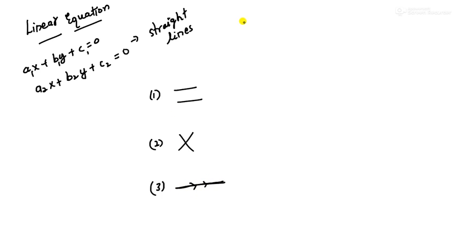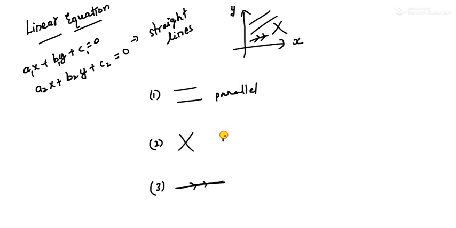Okay, when we write them in a graph, this is x-axis, this is y, either like this you'll get, or like this, or like this. So this is parallel, this is intersecting, and the last is coincident. Okay, so what you have to remember is the equation, which type of line are they denoting. And how are you going to find that?